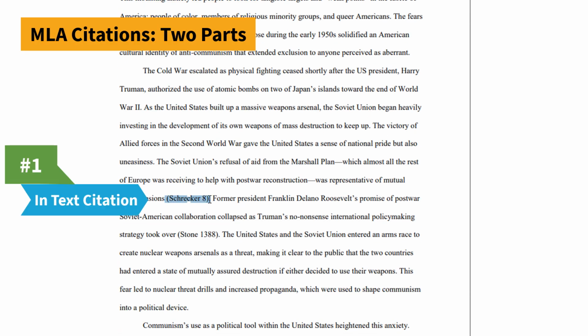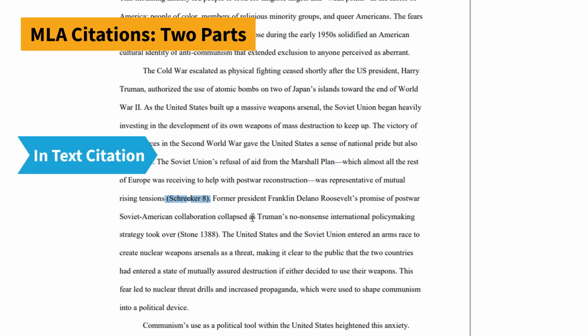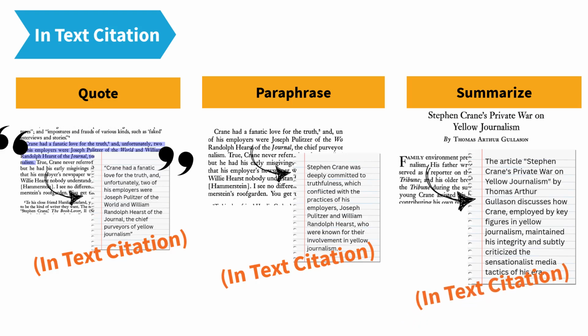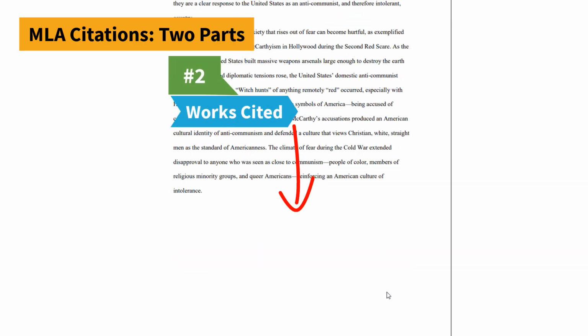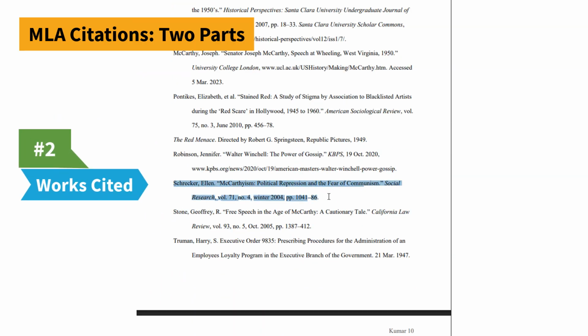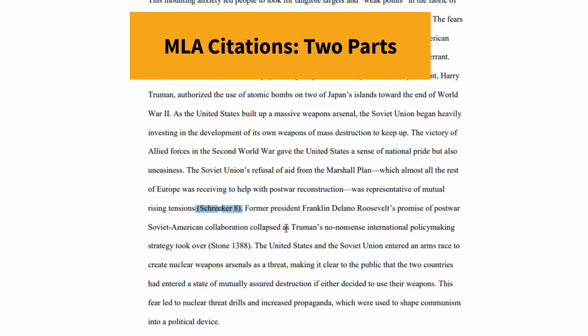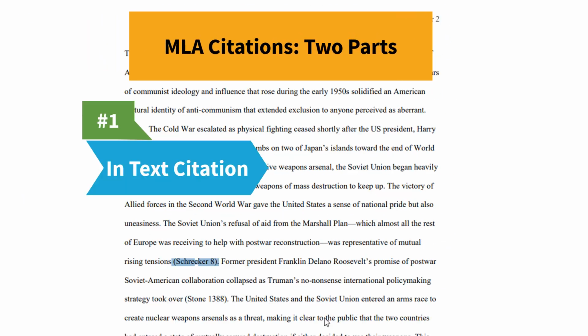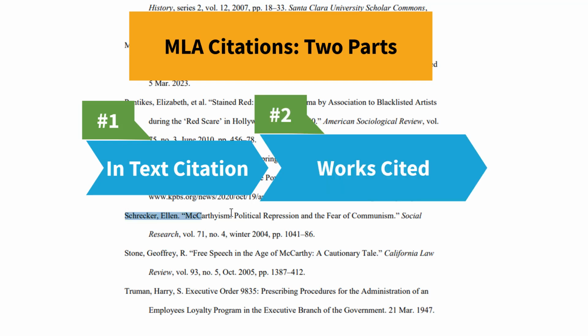First, in-text citations. These go inside your project or essay whenever you use work from someone or something else. And generally, whenever you quote, paraphrase, or summarize, even if it's in your own words, you need an in-text citation. Second, your Works Cited page. This comes at the end and gives full details for each source you use. The in-text citation acts like a breadcrumb trail leading your reader to the full source entry.